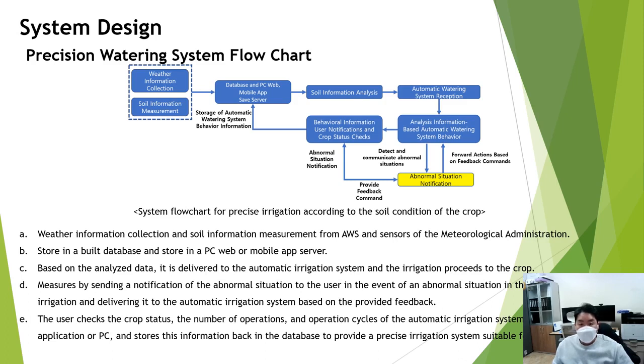Finally, the user adjusts the irrigation cycle by checking the crop status, the number of operations of the automatic irrigation system, and the operation cycle through the mobile application or PC web. This information is stored again in a database to provide an optimal precision irrigation system for crops.